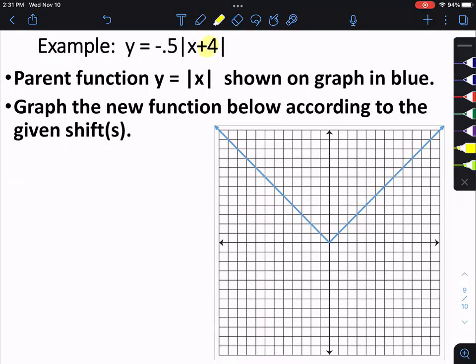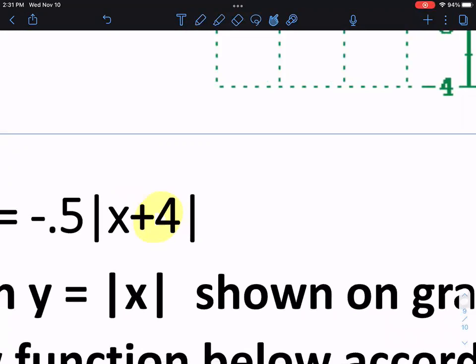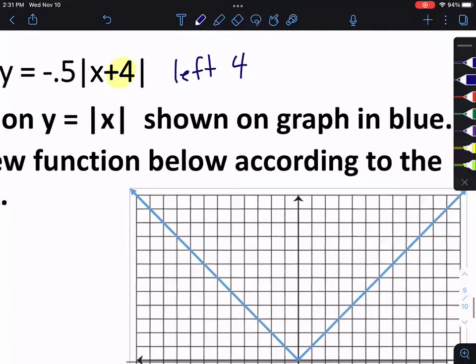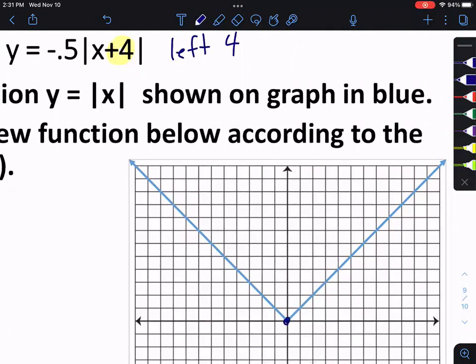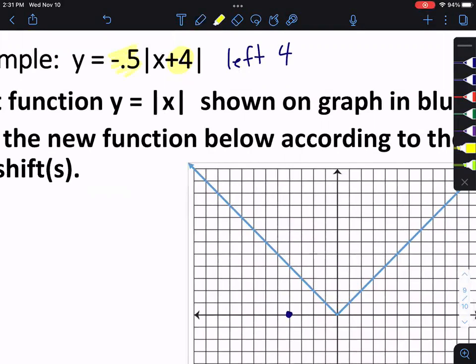I know that I can make a table of values, and my new center is going to be wherever that leads me. So that +4 on the inside moves us to the left 4. That tells me that this point is going to be moved to the left by 4. Right there. However, we have this other information out here that we haven't done anything with. So when this happens, it's best to make a table of values.